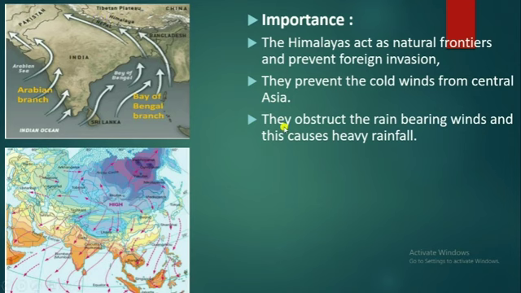So that's what they are saying. They obstruct the rain-bearing winds. When the winds are moving from this direction to here, these Himalayan mountains will stop the winds, and the winds will shed the rain there itself. Therefore we call this a heavy rainfall area.